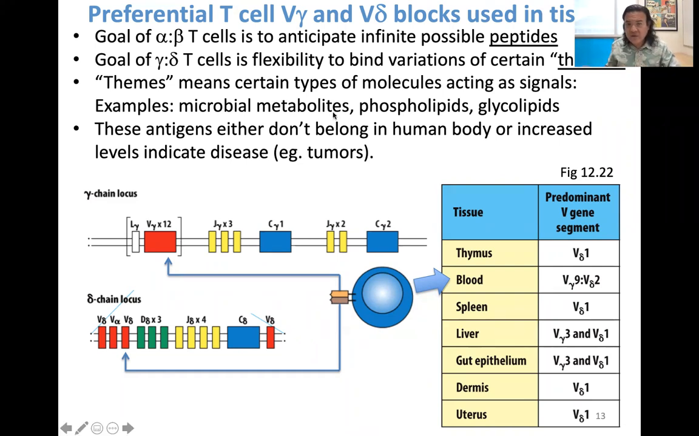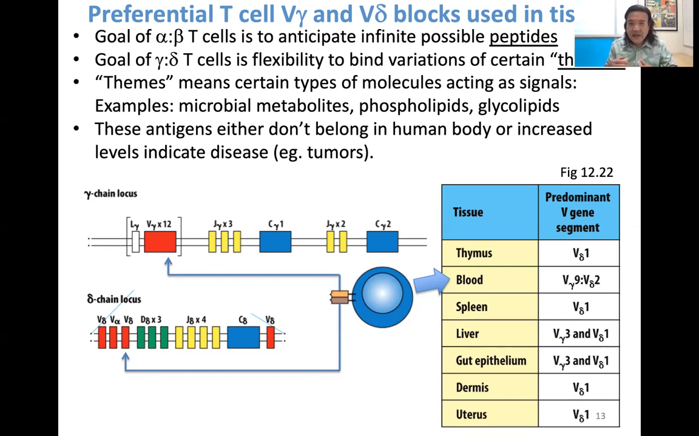For example, there are different metabolites of microbes. So if you do have an infection going on, there are many generic types of compounds, molecules that are made by microbes as part of their metabolism that over evolution we see again and again and again. So gamma delta T cell receptors might be the right shape to bind to those. Certain types of phospholipids that are on the surfaces of cells that are kind of weird looking, gamma delta T cells can bind those. Certain types of glycolipids as well.